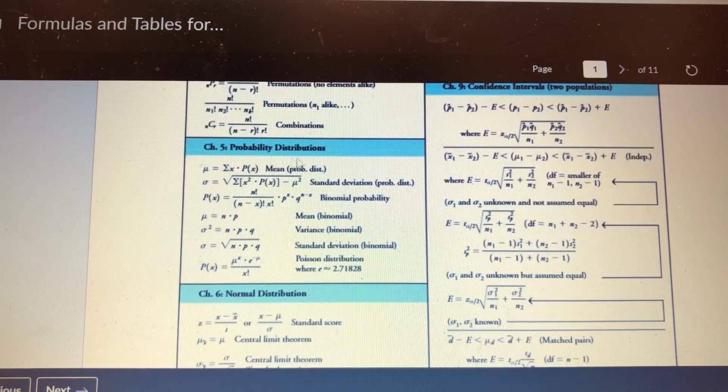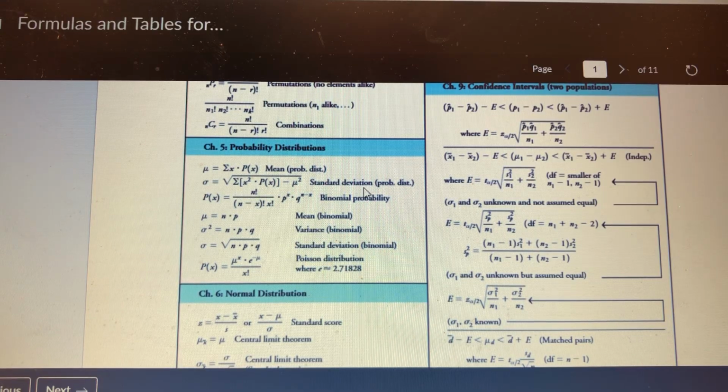We're now doing probability distributions. Our chapter 6 is their chapter 5. So right here, the very first formula on here is what I literally just did. Here's the mean of a probability distribution. It's the sum, that's a Greek capital sigma, sum of x times the probability of x. That's the mean.